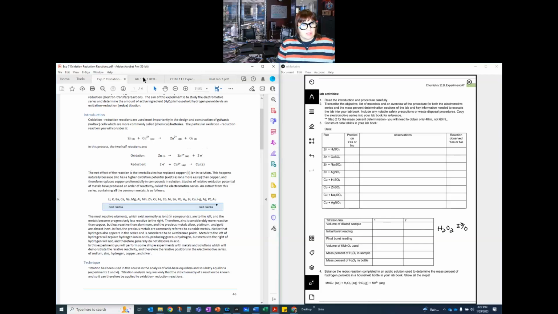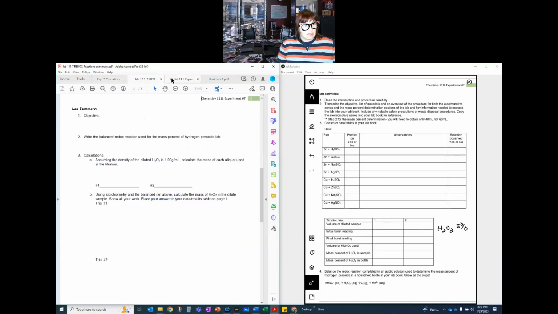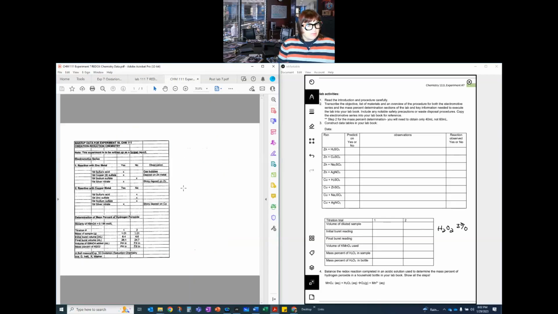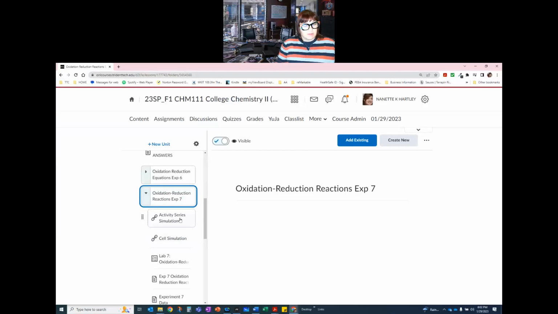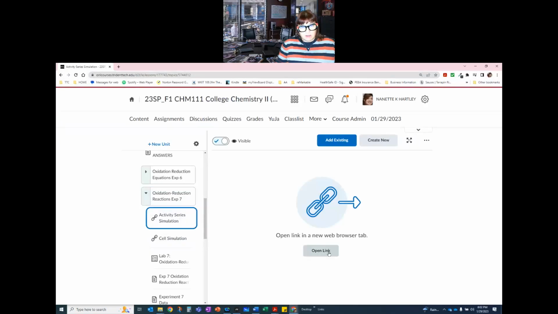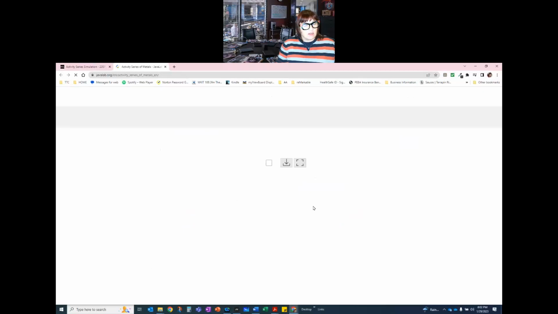Then you're going to look at some of this data. What it says is that zinc metal with sulfuric acid does have a reaction, and there is no information for that. Now, there is also something available to you that you should use. If you go to experiment 7, you'll see that there are 2 simulators. There's an activity series simulator that takes you to this.